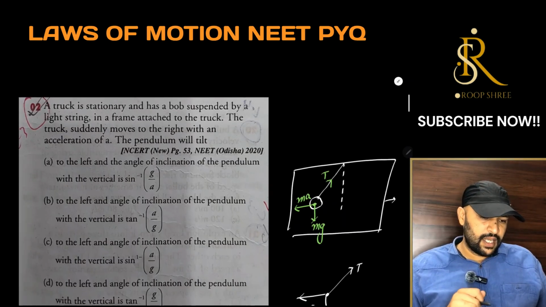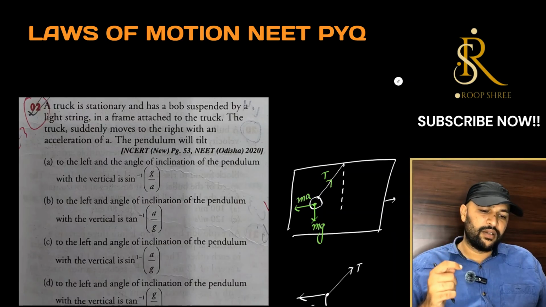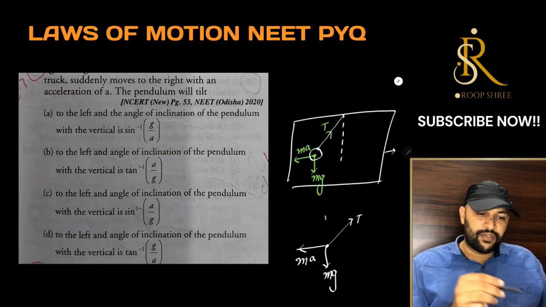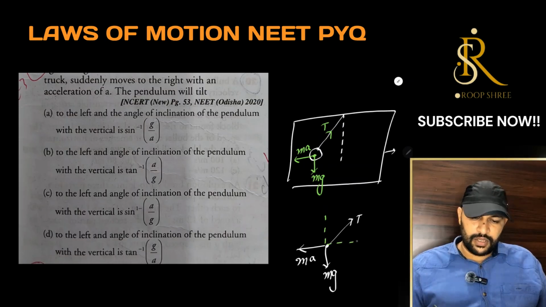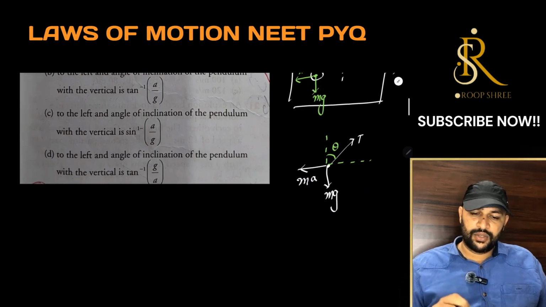What does it says? The truck suddenly starts, okay, and it moves to the right with an acceleration A. The pendulum will tilt in. Okay, now if you look at the options, they are saying with the angle we have to find, right? So let us assume this angle theta, then this will be angle theta over here, right? Correct? So that is theta, so that will be alternate angle and you can say it theta.